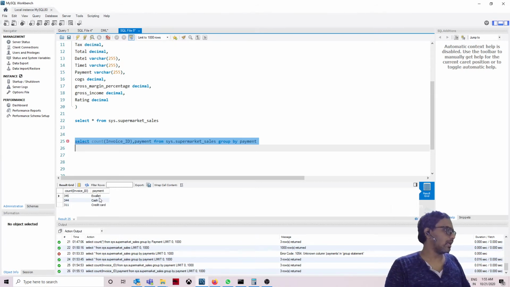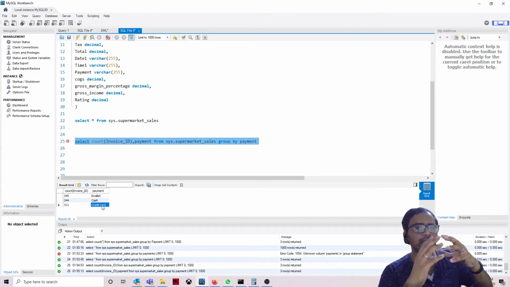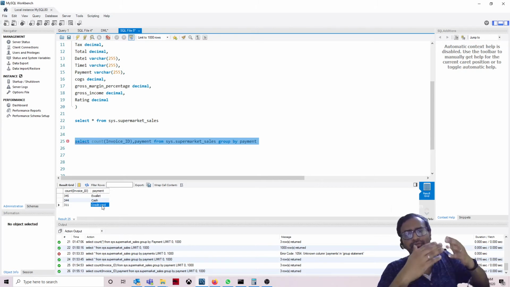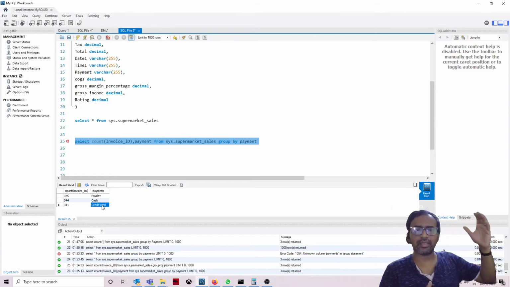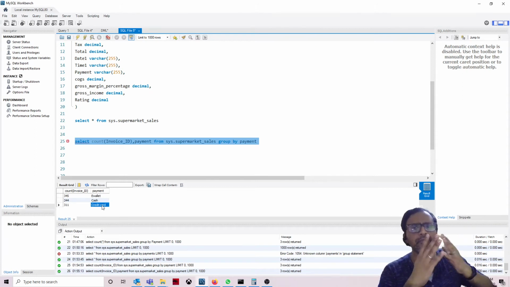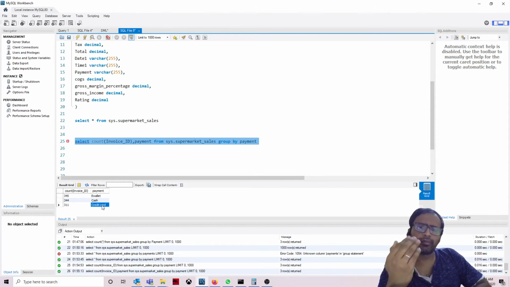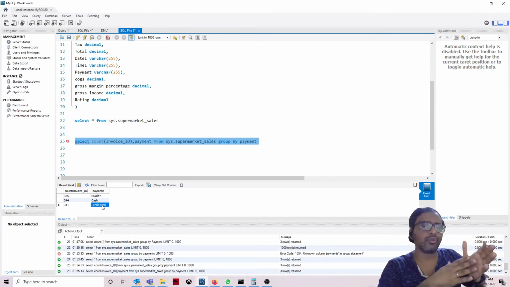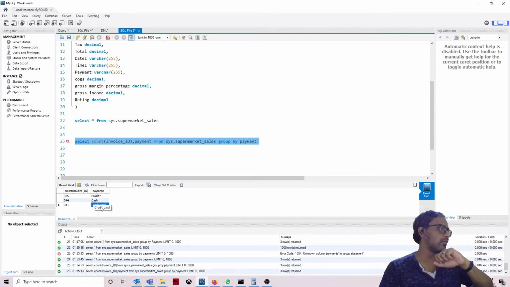Now it says, hey boss, e-wallet has 345 transactions, followed by cash, followed by credit card. So most of the people are interested in paying the amount by e-wallet, then cash and credit card. So maybe I want to eliminate the people who are paying by cash, because nowadays it's very difficult, right? We need to give the change back, and I need to go to the bank and deposit the cash, right?